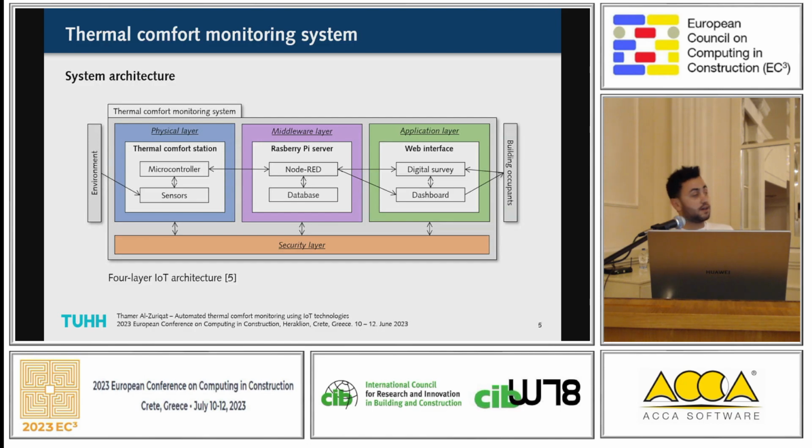So first, we have the physical layer, which consists of a microcontroller connected to multiple sensors. Those sensors measure, of course, the environmental conditions. And then the data gets sent from the microcontroller to the middleware layer, to a Node-RED installed on a Raspberry Pi. And this also represents our database. And at the same time, this data gets represented in a web interface as an application layer to the end users, to our building occupants, and it also takes some inputs from our building occupants.